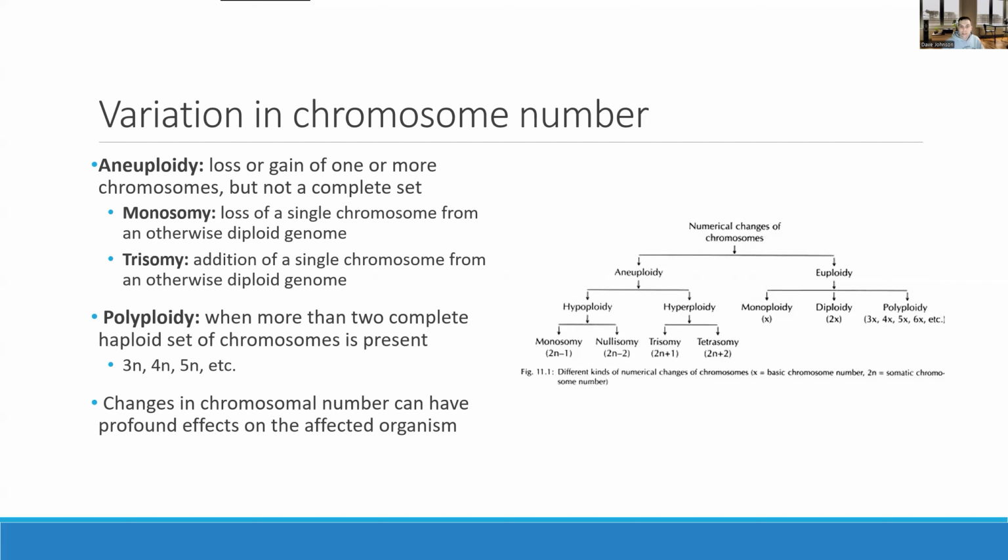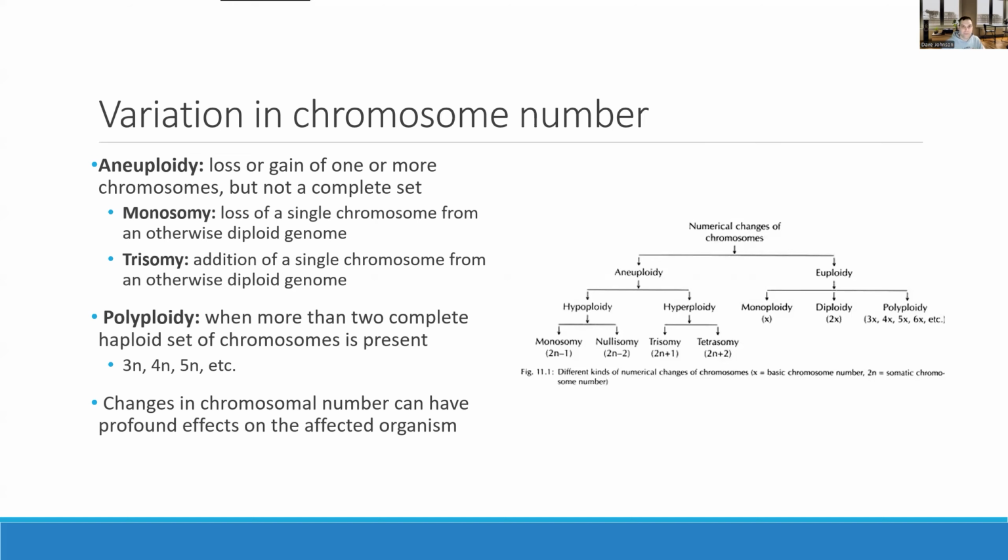Or we can talk about polyploidy. When we talk about polyploidy, we're talking about when there's more than 2 complete sets of haploid chromosomes. This all falls into a broader umbrella of euploidy, which is how many chromosome sets an organism has. Now, when we talk about humans, we are diploid organisms. So in the world of euploidy, we are diploid. The proper number of chromosomes for us to have is 2 copies of each.